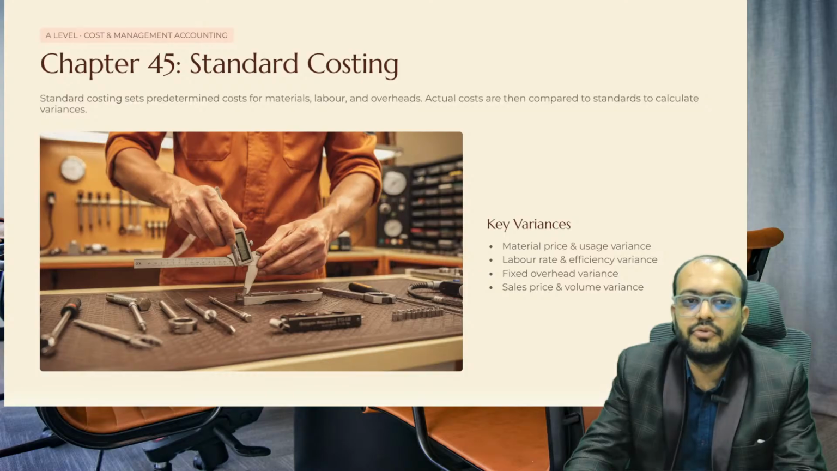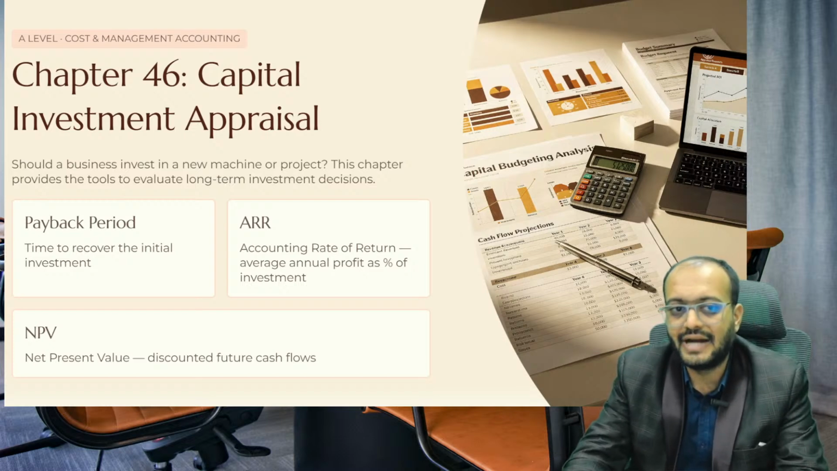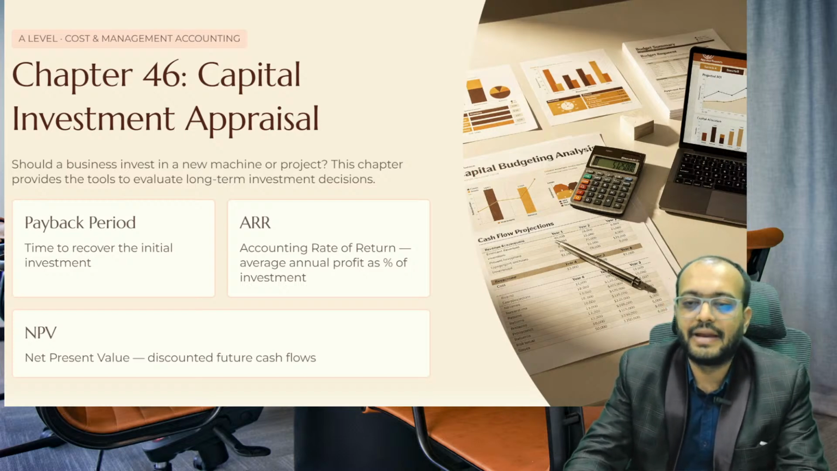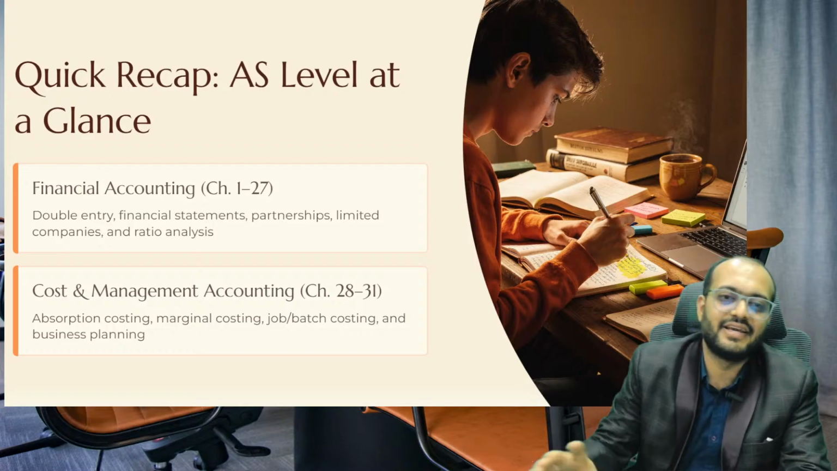Then moving to chapter number 46, capital investment appraisal. There are multiple techniques we have to use, like payback period, annual rate of return, and NPV, that is net present value. By using these techniques, we take the decision about which capital investment is best for us. Chapter number 46 was the last topic in AS and A level.